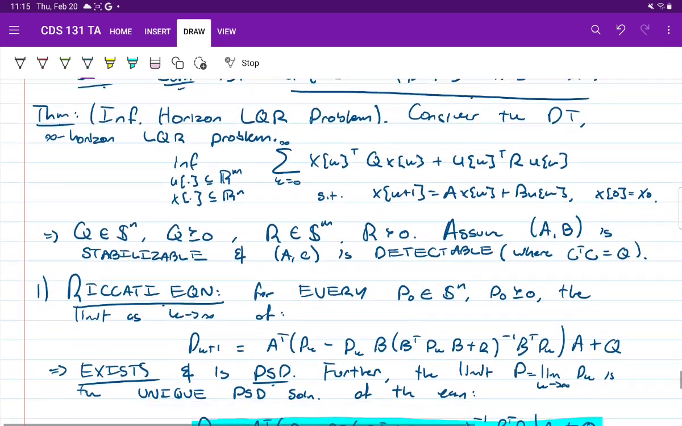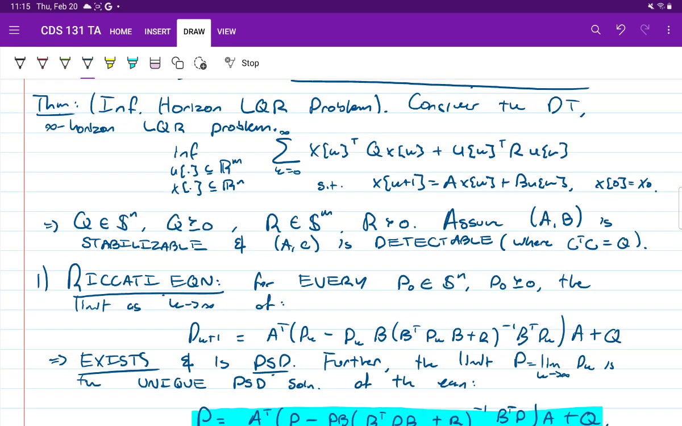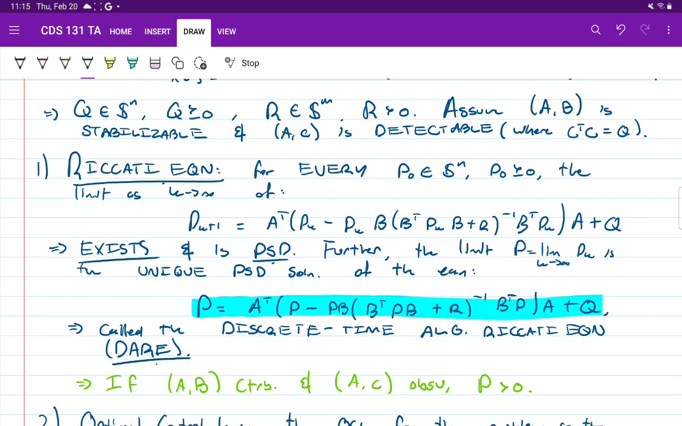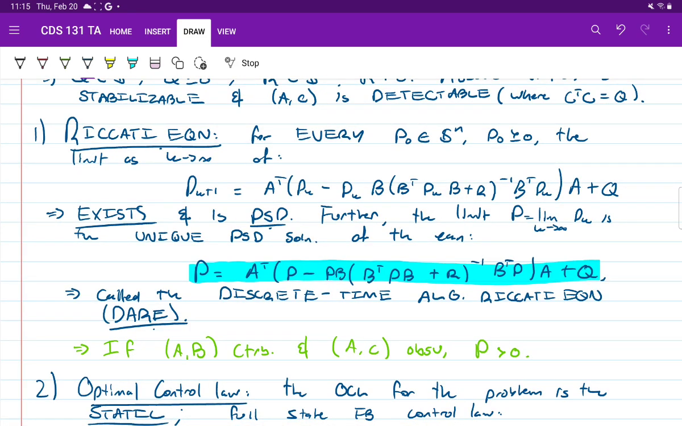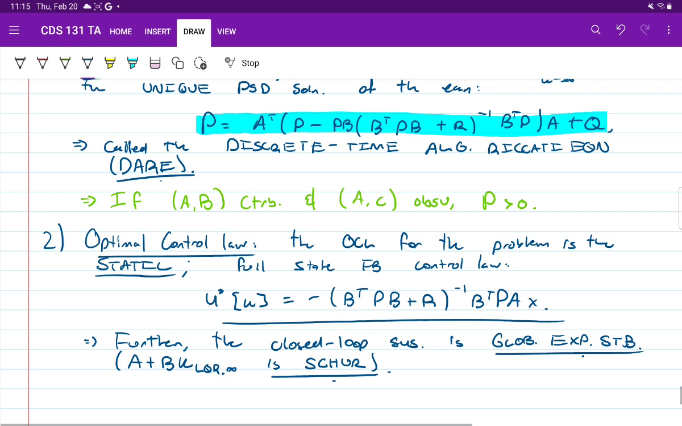So what this tells us is that the solution to our infinite horizon problem is guaranteed to exist under the assumptions of stabilizability and detectability. It's going to be written in terms of this P matrix, which is the solution of this algebraic Riccati equation. Further, the optimal control law will actually be a static full state feedback law. It's actually pretty amazing. We haven't said anything about linearity or static state feedback in our optimization problem formulation. This just naturally falls out of the optimization problem.